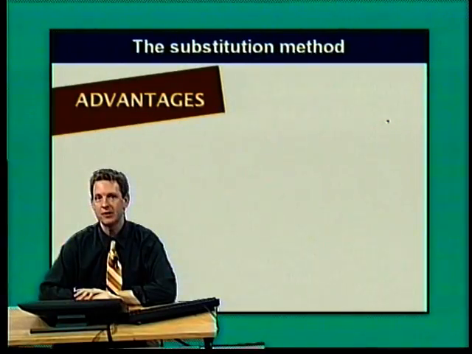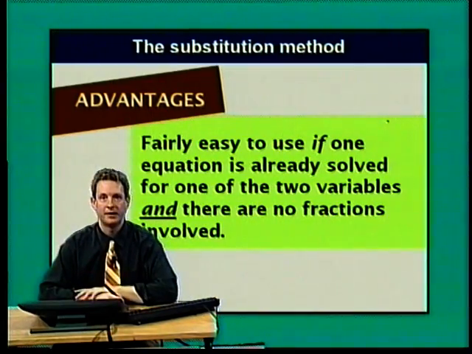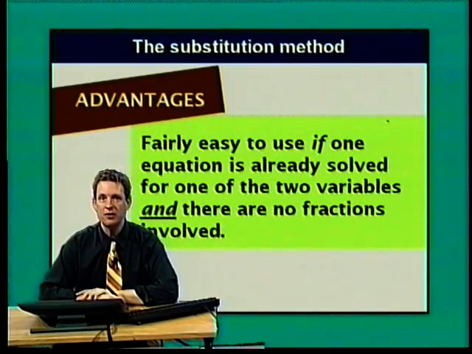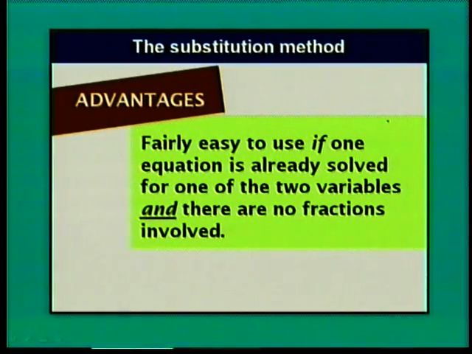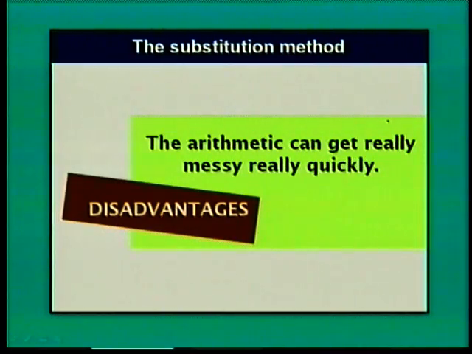How about the substitution method? What's an advantage? Well, the substitution method is fairly easy to use if one equation is already solved for one of the two variables and there are no fractions involved. And you can find the exact solution using the substitution method. What's the disadvantage? The disadvantage is that the arithmetic can get really messy really quickly. We're going to see some examples of that.